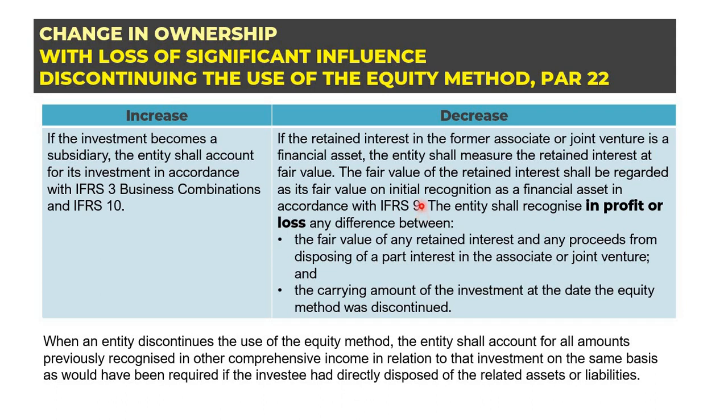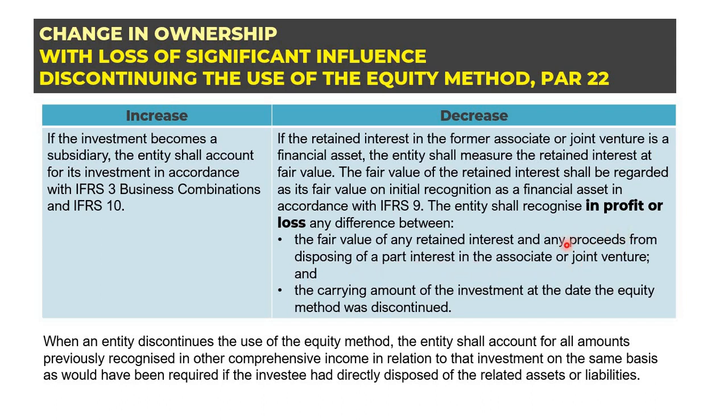So, it says our accounting treatment is no longer under PAS 28. Our accounting treatment will now be under IFRS 9, which is either the fair value model or the cost model if unquoted shares. But of course, the fair value model is preferred, and what we used earlier is FVPL. Then, the entity shall recognize in profit or loss any difference between the fair value of any retained interest, which is the fair value of our 70,000 ordinary shares, and any proceeds from disposing of a part interest in the associate or joint venture.